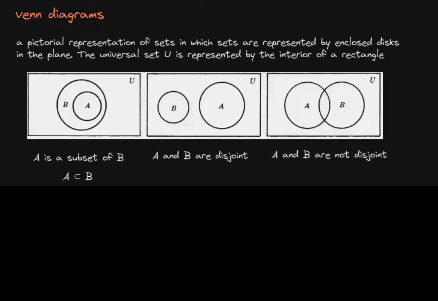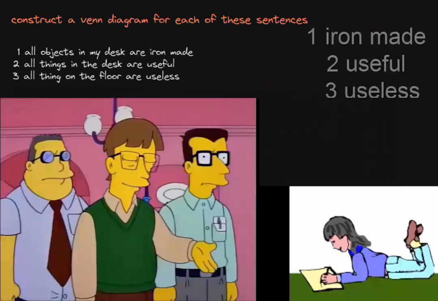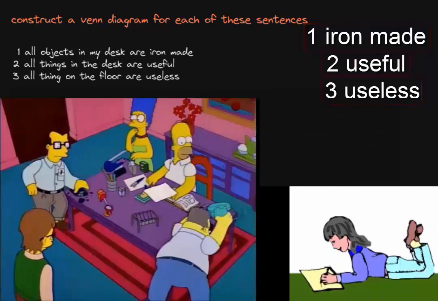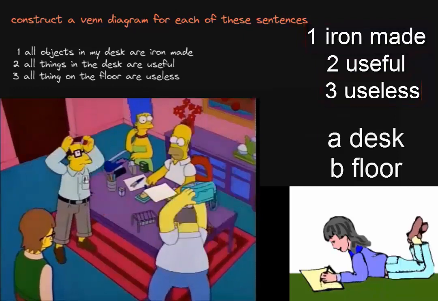Now let's see how we construct Venn diagrams. Venn diagrams are a nice graphical way to represent a relation between sets. When multiple sets are not disjoint, they have a common area like this. Let's suppose you have three groups: iron-made useful and useless things, with two categories, things on the desk and on the floor.